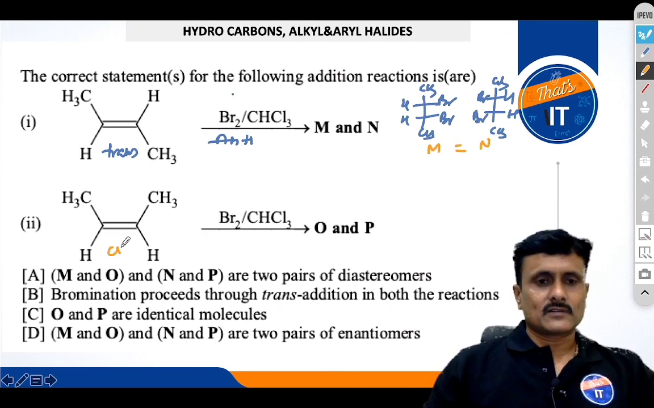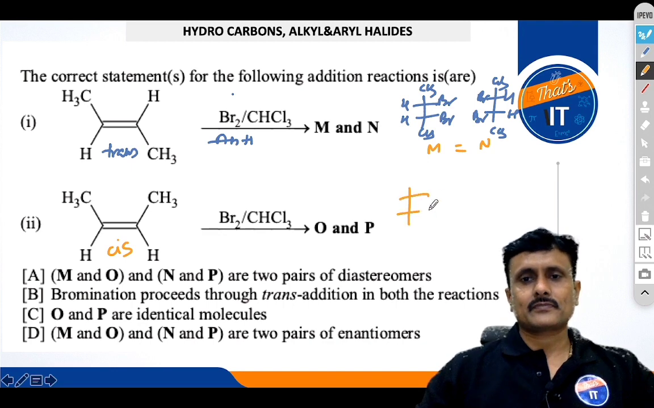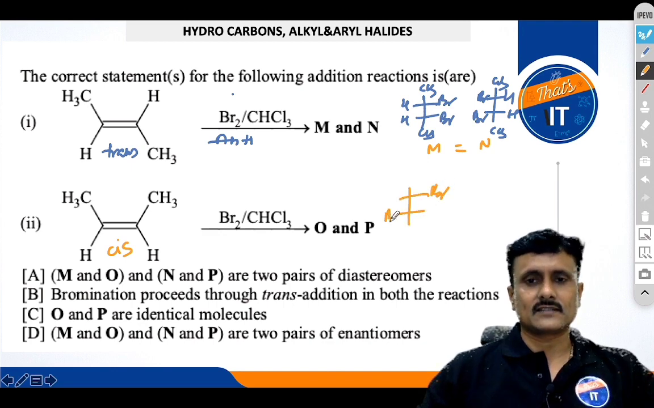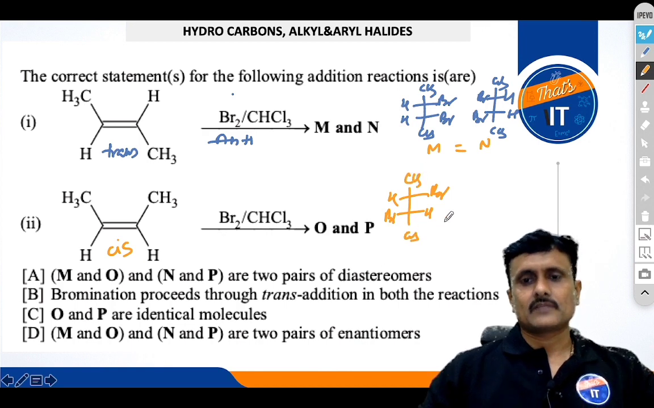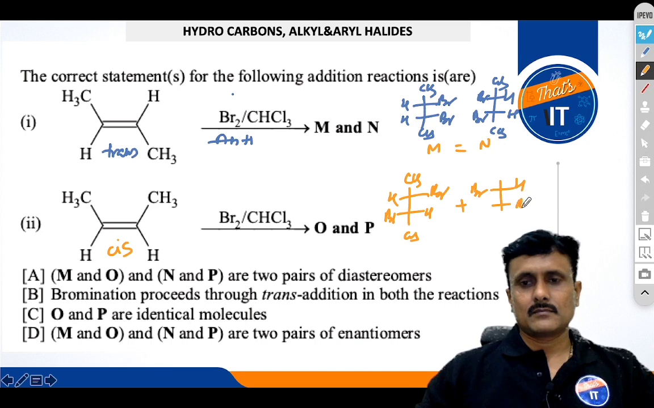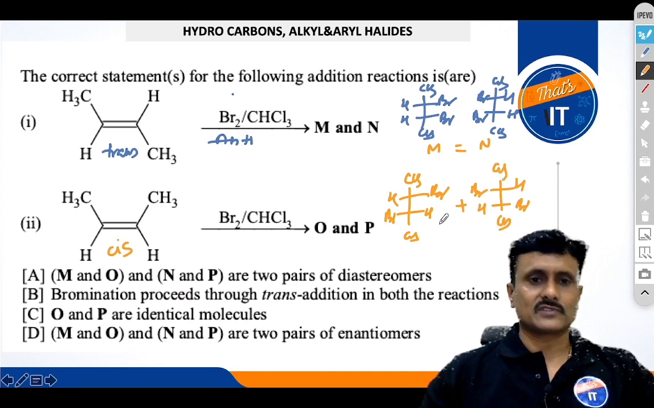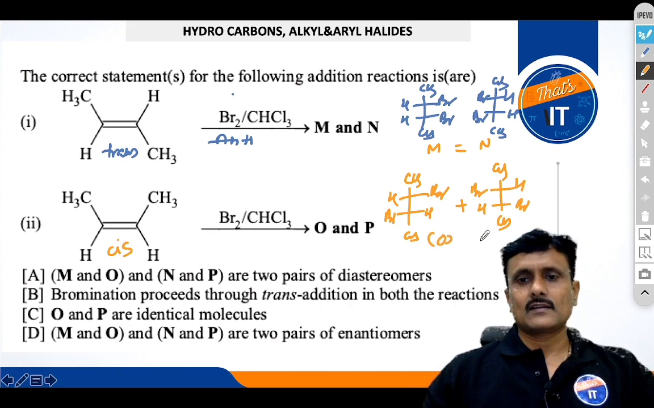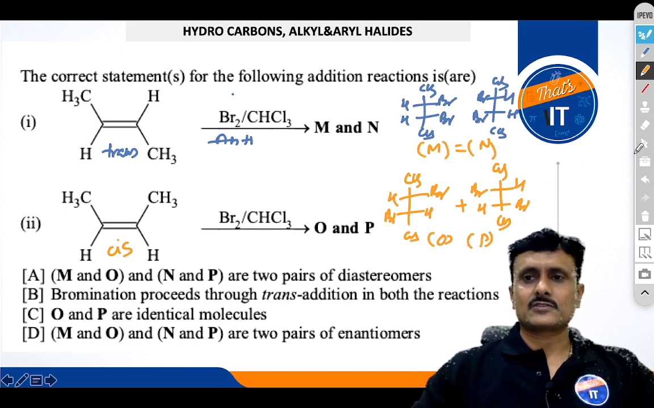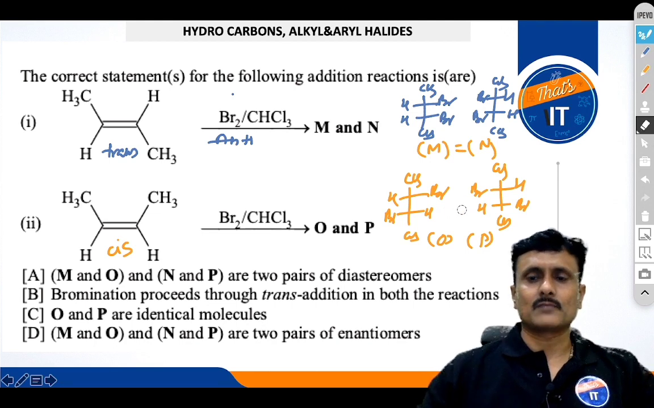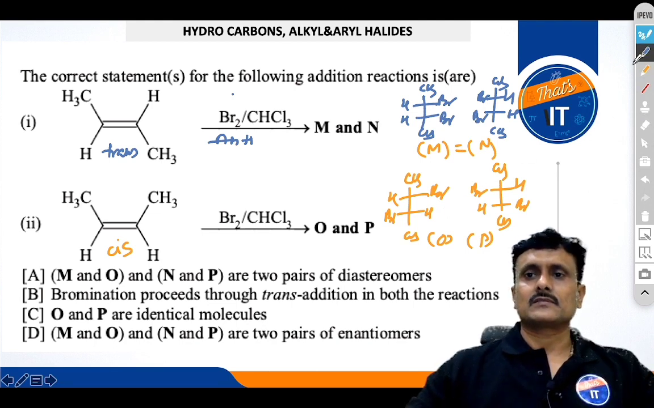However, when you do it on the cis, you will be getting the enantiomers. You have studied this as a basic reaction of organic chemistry additions, isn't it? This and its enantiomer you will be getting, Br and H, CH3, CH3. So these are O and P. Now look at the question. These are enantiomers, isn't it? Non-superimposable mirror images. Alright.